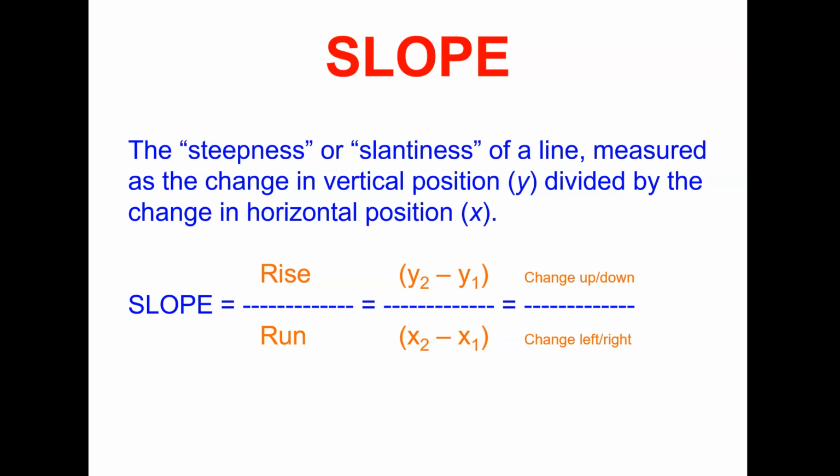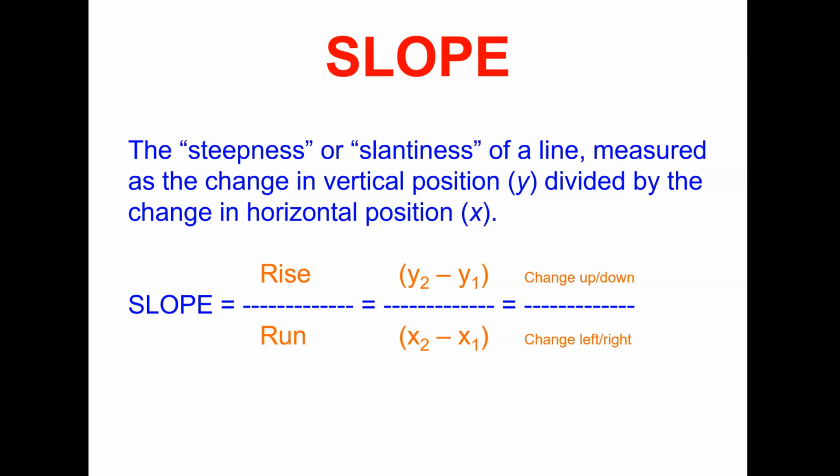Over the last week, we have been discussing slope, which is the steepness or slantiness of a line measured as a ratio comparing the change in vertical position and the change in horizontal position. Sometimes this is called rise over run. We talk about a formula, which is y2 minus y1 over x2 minus x1. But at its core, slope is just a change in the up and down movement on top of a change in the left and right movement.